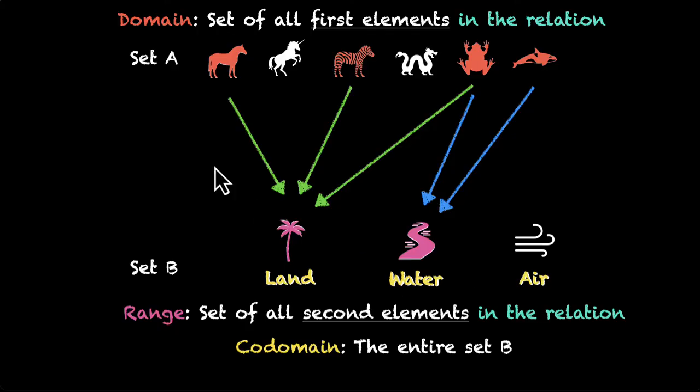So let's recap. The domain is the set of all first elements in the relation. So all the things from set A that are related to something in set B, they'll be part of domain. And all the things that are related in set B, they'll be part of range. Okay. There are 2 more jargons that are thrown in this topic, and let's take them up as well.